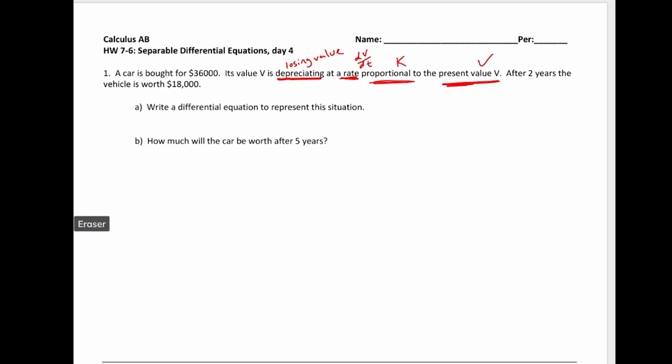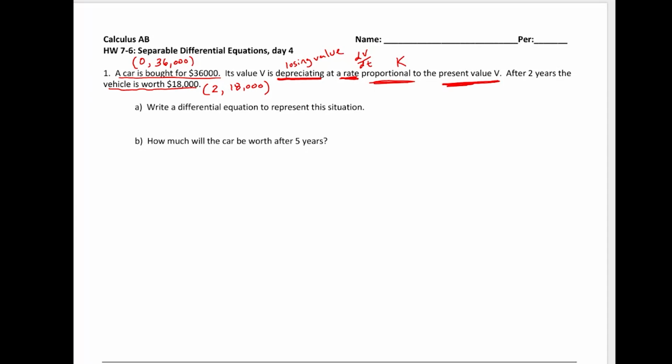So after 2 years, the vehicle is worth $18,000. This will come into play later, but let's make a note right here that we've got two coordinates that we're going to use to both find C, the constant of integration that we'll get after we integrate, but we're also going to have to figure out what that proportionality constant is. So the car is bought for $36,000. That's the initial value, so after 0 years, it's worth $36,000. However, after 2 years, it's worth $18,000. So we've got this other implied coordinate here, (2, 18,000).